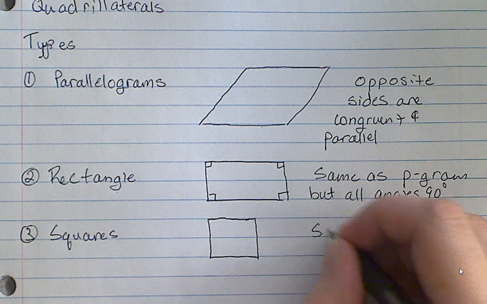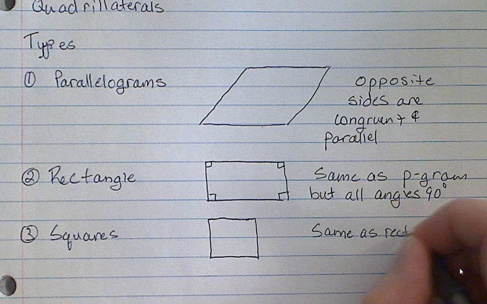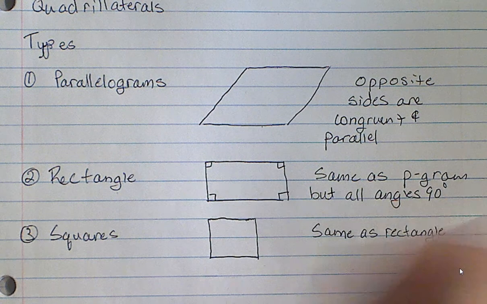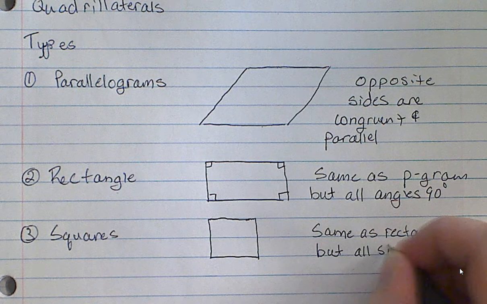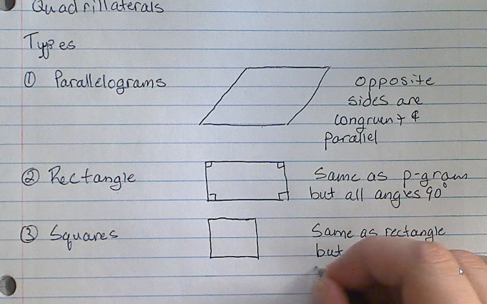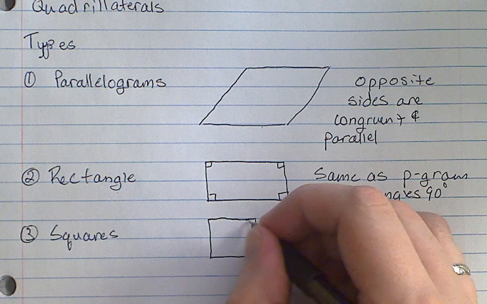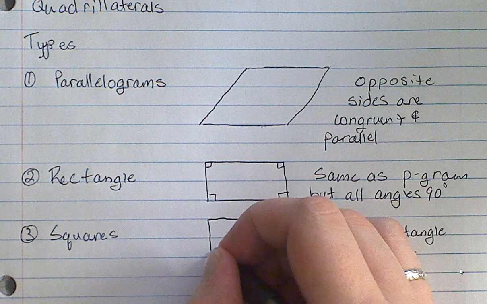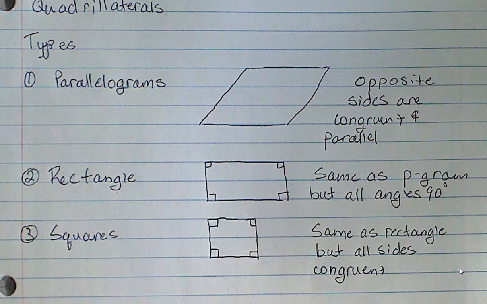So, same as rectangle, but all sides congruent. So not only is every square a rectangle, but every square is also a parallelogram. But not every parallelogram is a rectangle, and not every rectangle is a square.